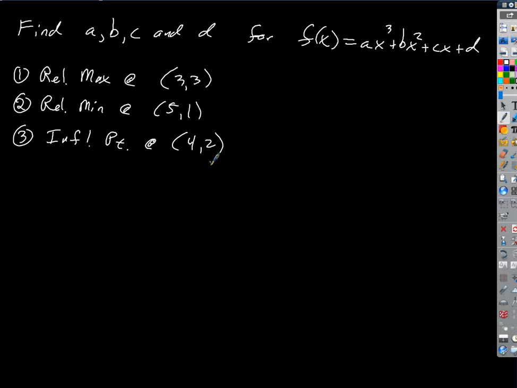Right, we need 4 equations to find the values of 4 unknowns. Preferably, we'd like linear equations if we could. Well, we're going to be able to get that, because how am I going to get an equation? Somebody give me an example. Let's forget even the relative max part. If we know the function goes through this point, how can we turn that into an equation involving A, B, C, and D?